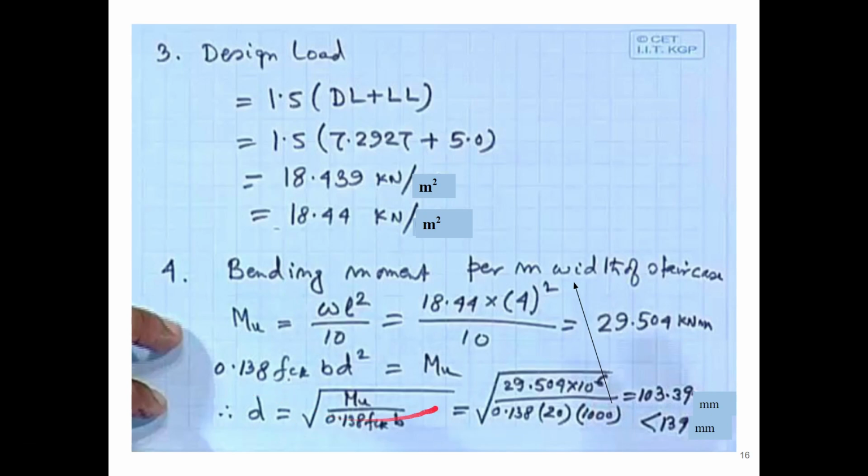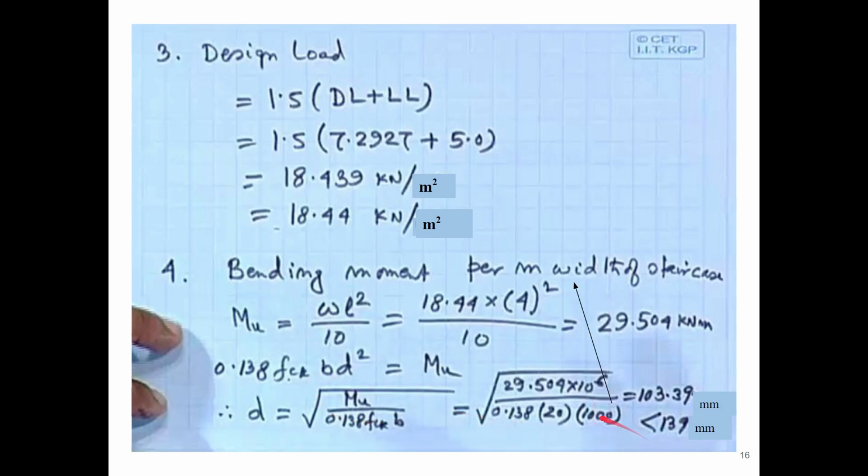So here we need to find the effective depth value, and that value should be lesser than what we have taken. It should not be more, otherwise our considered d value is not satisfactory, so the section will not be safe.